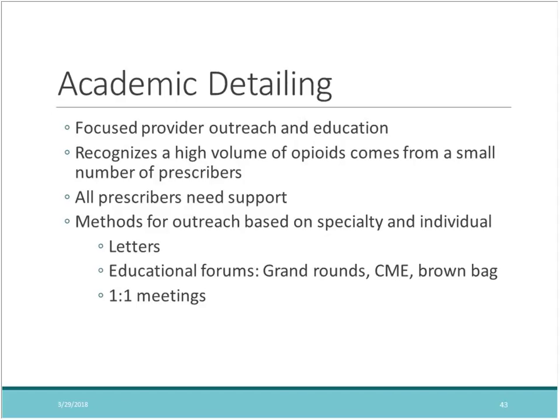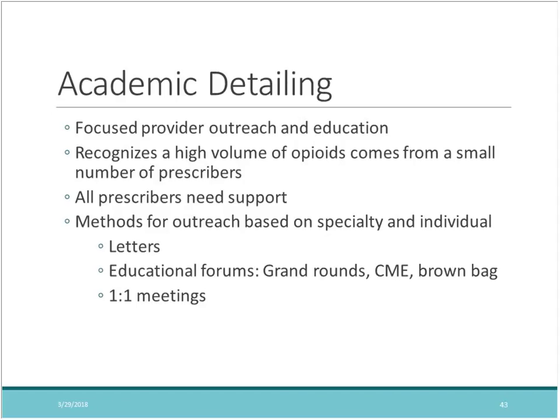We recognize that a high volume of opioids come from a small number of prescribers. So in Marin County, for example, about 80% of our opioids come from 15% of our providers. Many of them are orthopedic surgeons and certain primary care clinics. So we were able to pay specific visits to those settings and talk to them about prescribing behavior, give them some of the data, and deliver a more tailored message to that particular group based on what we know about their prescribing practices.